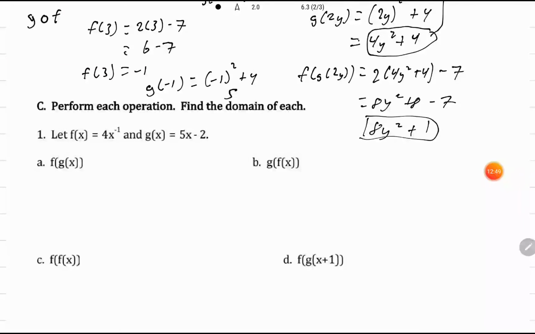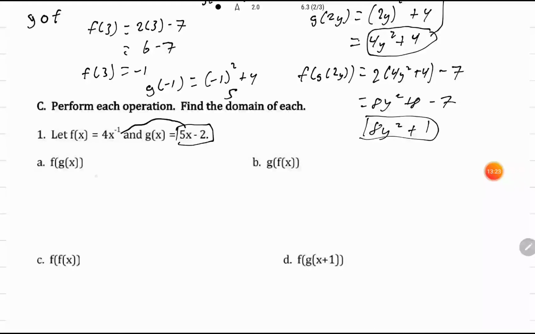Perform each operation, find the domain of each. Here we go. f of g of x. So I'm just plugging it. g of x is g of x. I'm not plugging in a number, I'm just leaving the variable there. So every time I see an x, I just leave the x there. So g of x is 5x minus 2. And now I'm going to plug that into the x value here in my f function.